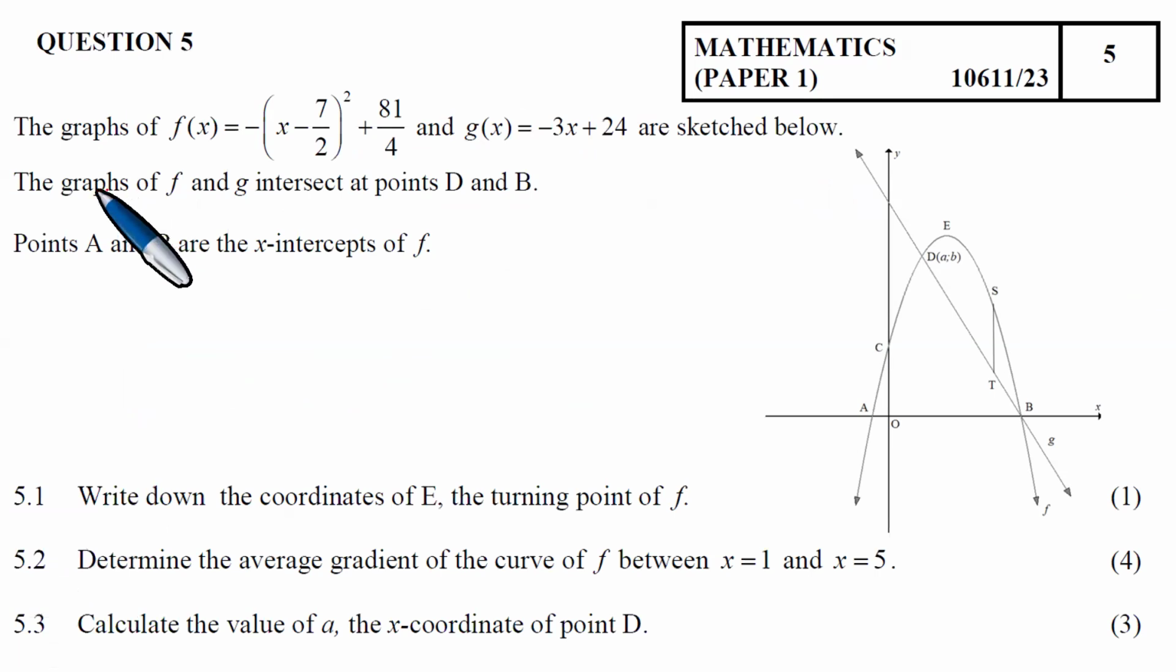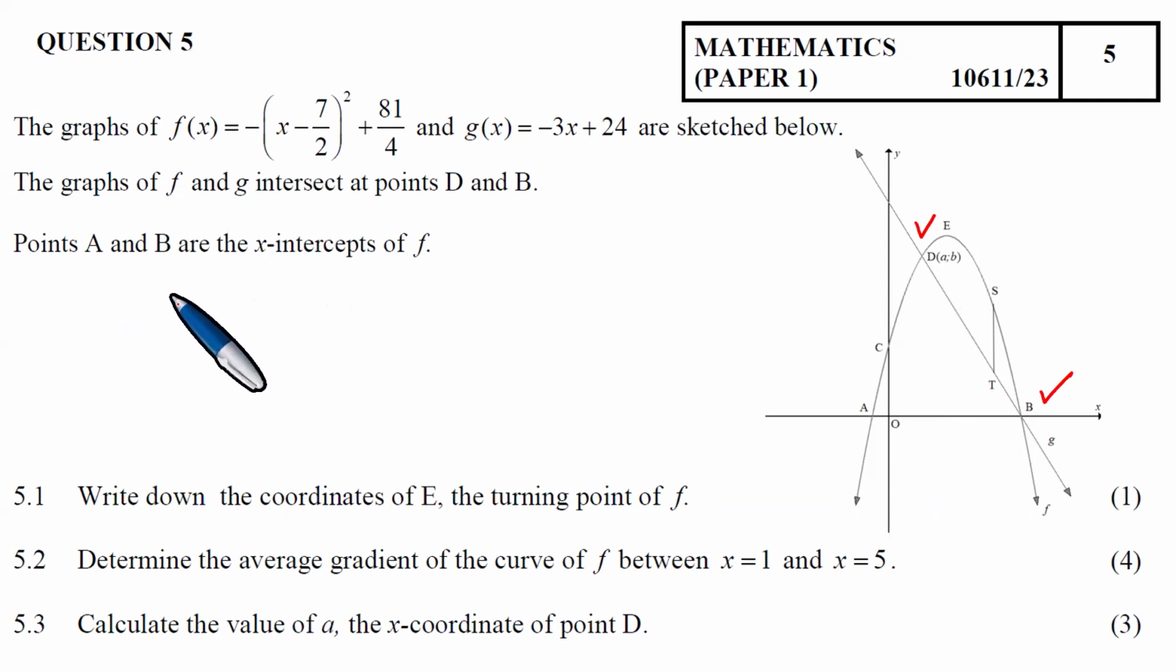So in question 5, we shall look at the graphs of f of x equals minus x minus 7 over 2 squared plus 81 over 4 and g of x equals minus 3x plus 24, as sketched below. The graphs of f and g intersect at points D and B. It is certainly at those points that the graphs of f and g intersect.